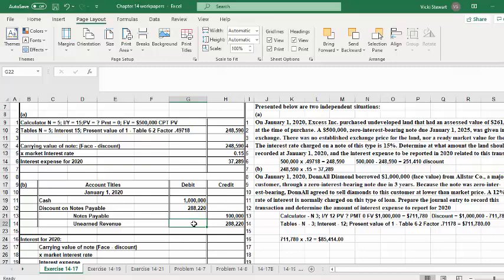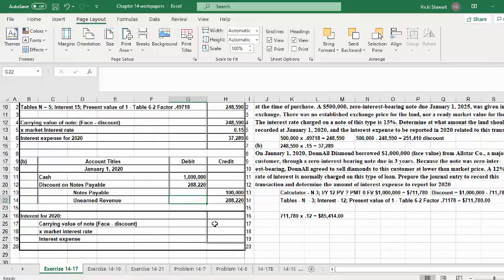The second part of the problem said to determine the interest expense to report for 2020. Again, you take the carrying value of the note, which the first year would be the $711,780, the 12% market rate of interest, and we would multiply that, and the interest expense for the first year would be $85,414. And that is the conclusion of the demonstration for exercise 1417B.